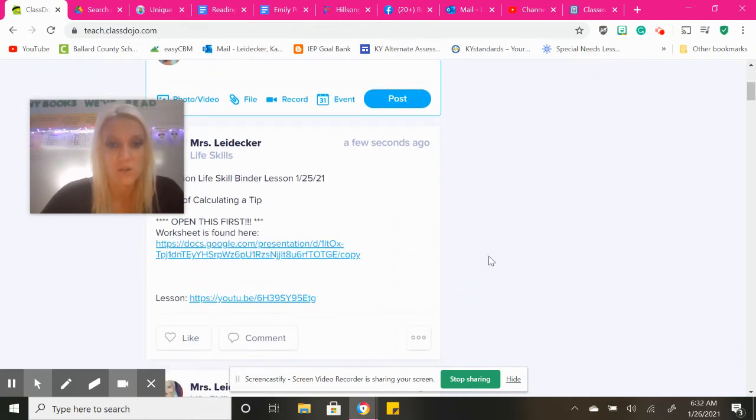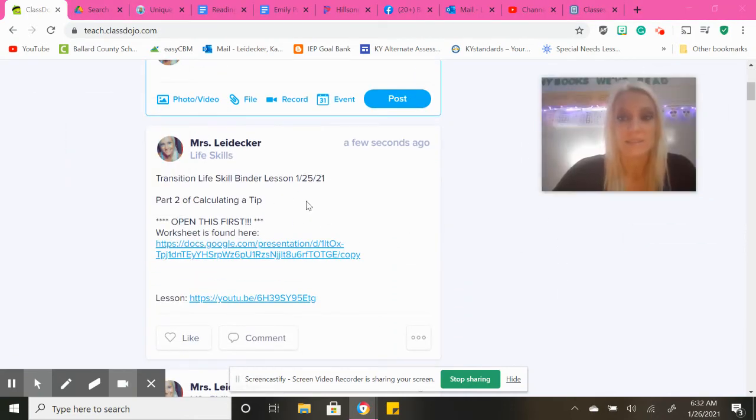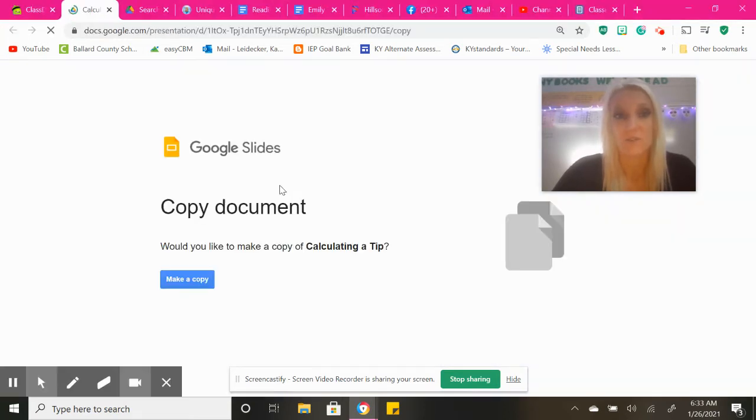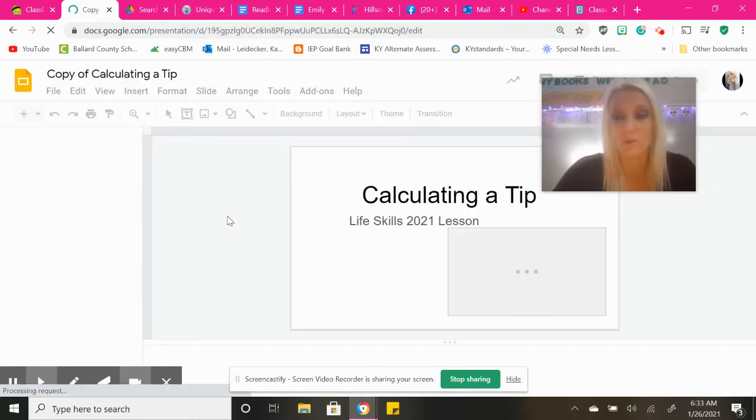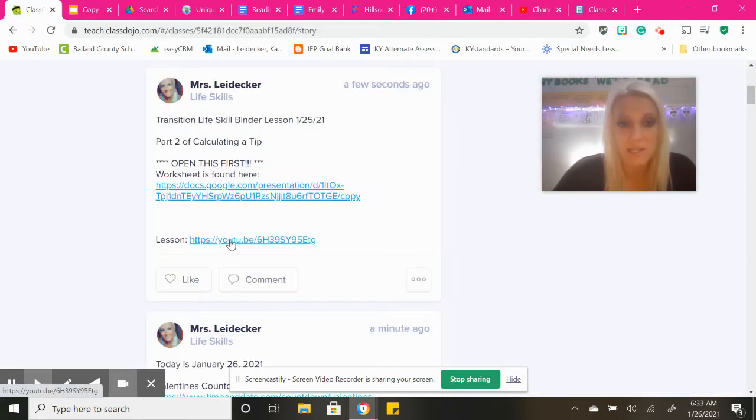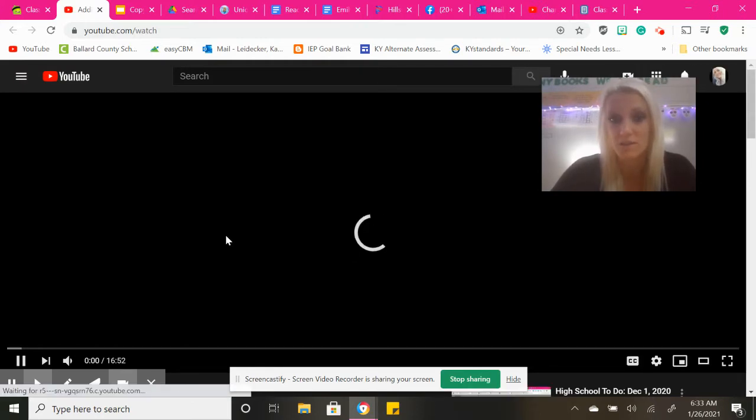So if you go on Class Dojo, I have added the lesson from yesterday of our life skills transition binder. So this is part 2 of calculating a 10% and 20% tip. If you click on here, it says click here first. This is the worksheet. So if you click here, it'll take you to make a copy. So click make a copy, and this will be the worksheet that you will use to answer and fill in this chart here. So I have also, then here is the lesson. So if you click this link, this takes you directly to the lesson that was taught.